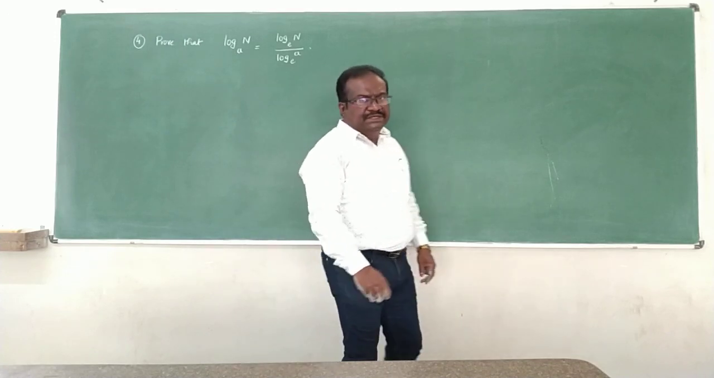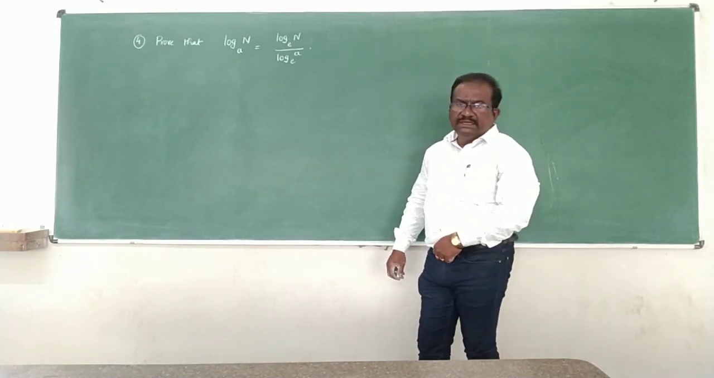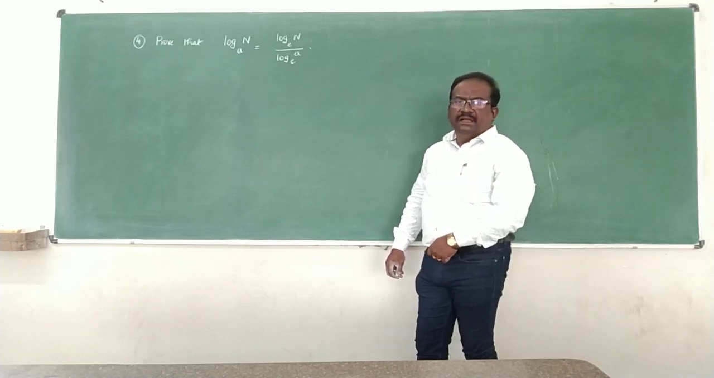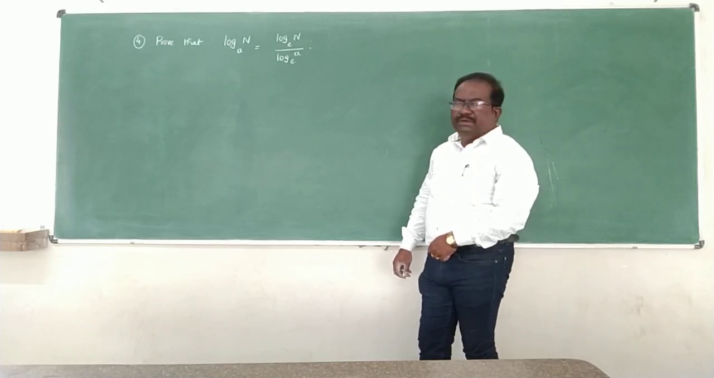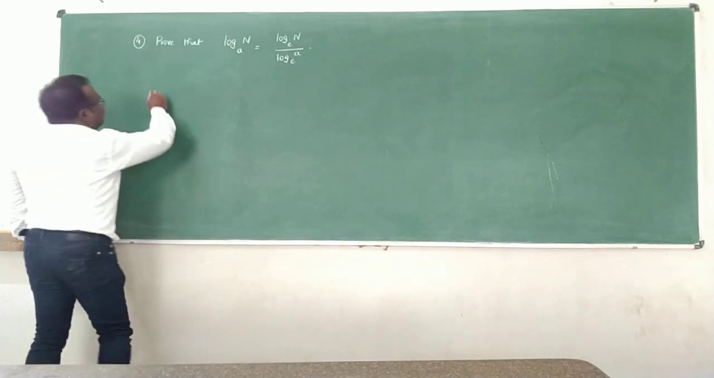Let us see the fourth property, children, in logarithm. log n base a can be written as log n base e / log a base e. How can it be proved? Let us see now.